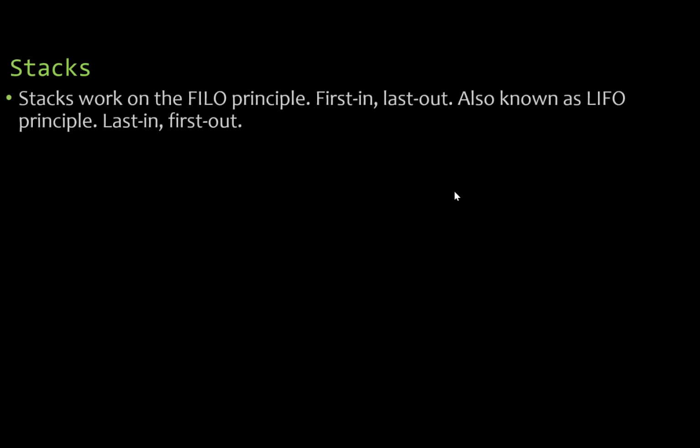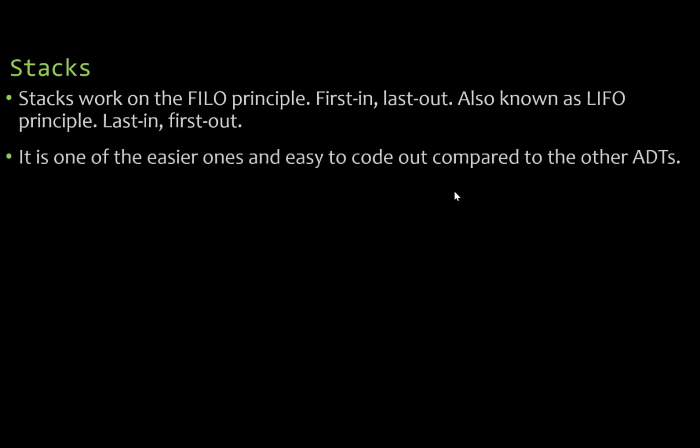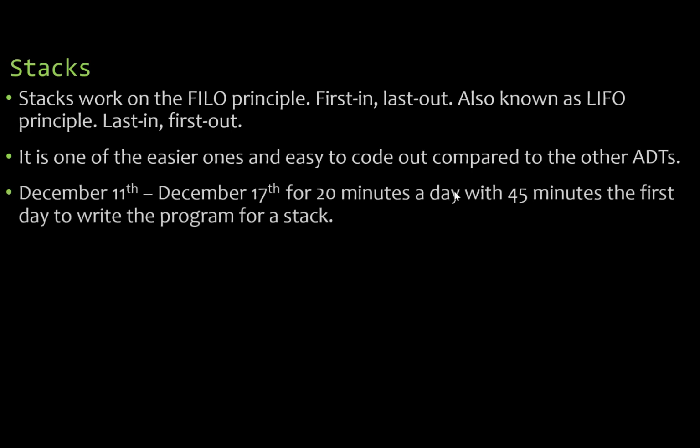After the queue, we're going to do stacks. That works on the FILO or the LIFO principle. First in, last out, or last in, first out. It's one of the easier ones and easy to code out compared to the other abstract data types. That's why we do queues and stacks first. We want to build our confidence, not go into one of the complex abstract data types feeling overwhelmed.